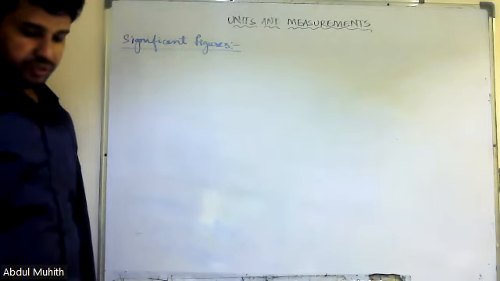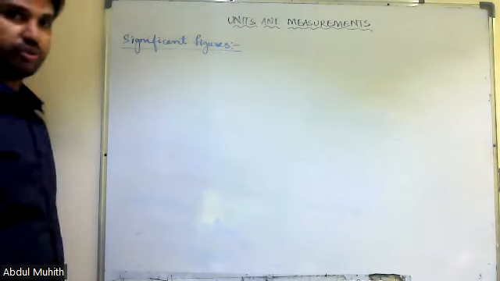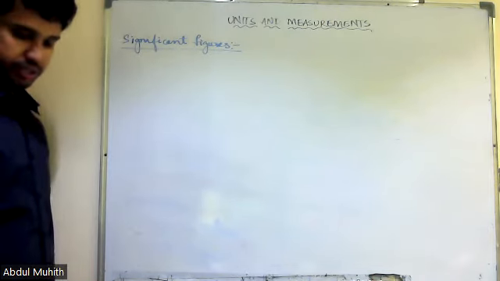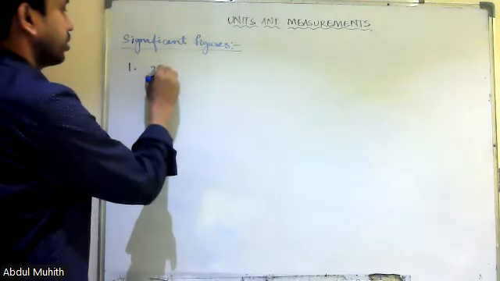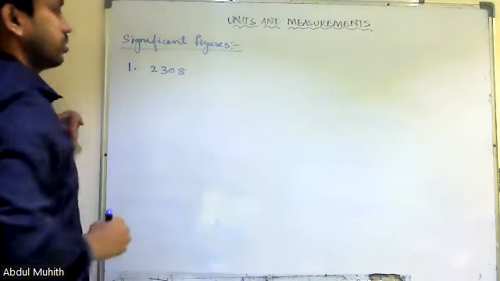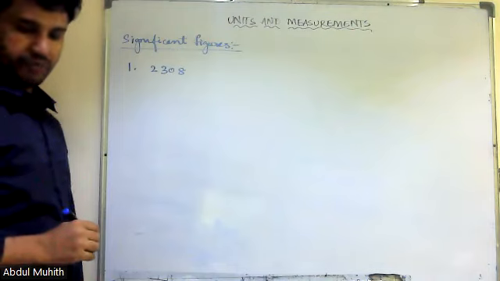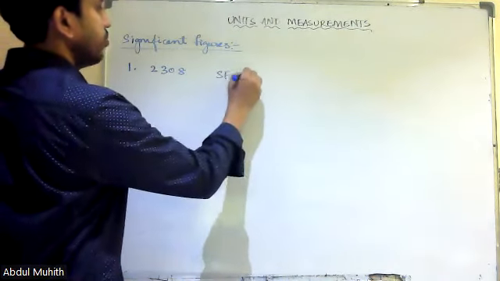So significant figures. The first point is what? All the non-zero digits are significant. There are a total of 7 points. Example, the first point: 2308. They're all significant. So if you ask me what is the significant figure of this, it is 4.